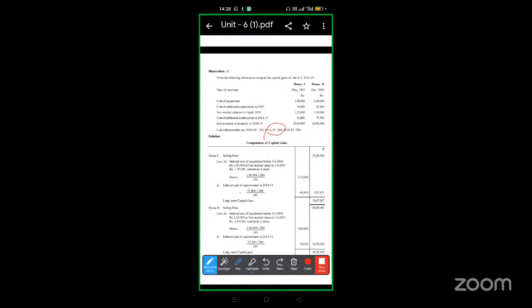So cost of improvement into the previous year index divided by the index value of the year in which the improvement has taken place. Then we get the index cost of acquisition as well as the index cost of improvement. And if you deduct this, you'll get income from long-term capital gains.